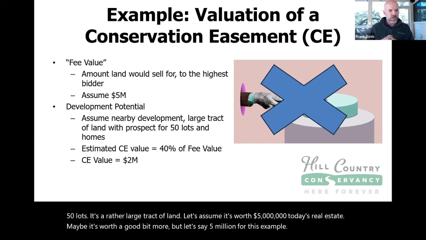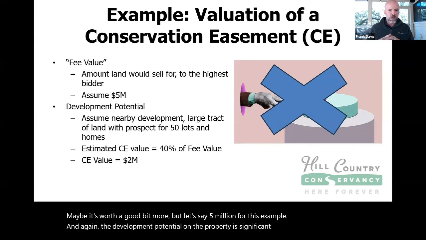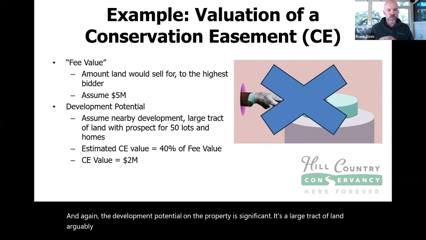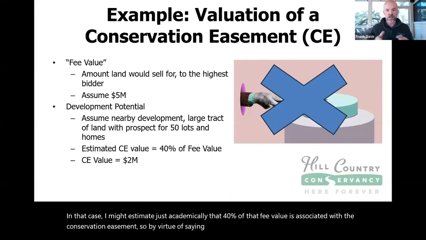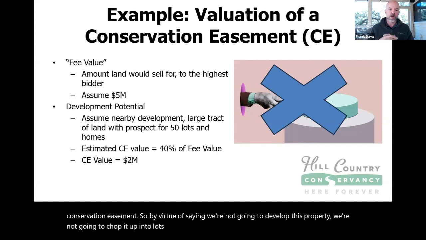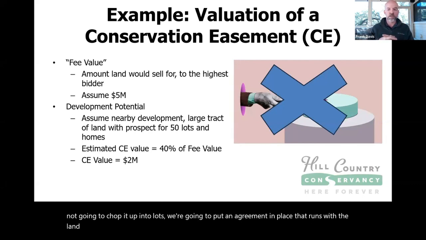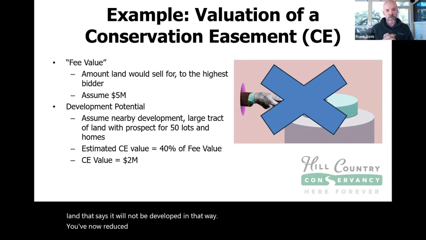And again, the development potential on the property is significant. It's a large tract of land. Arguably, somebody could put as many as 50 lots and homes on their property. In that case, I might estimate just academically that 40% of that fee value is associated with the conservation easement. So by virtue of saying, we're not going to develop this property, we're not going to chop it up into lots, we're going to put an agreement in place that runs with the land that says it will not be developed in that way. You've now reduced the value of your property by approximately 40%, according to an appraisal.